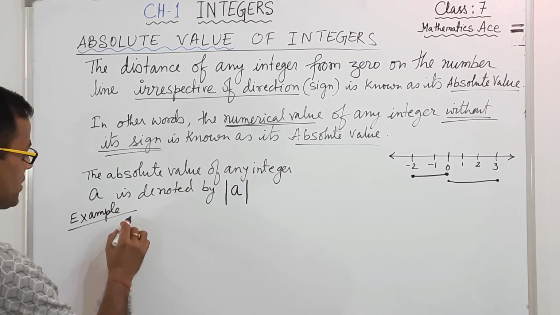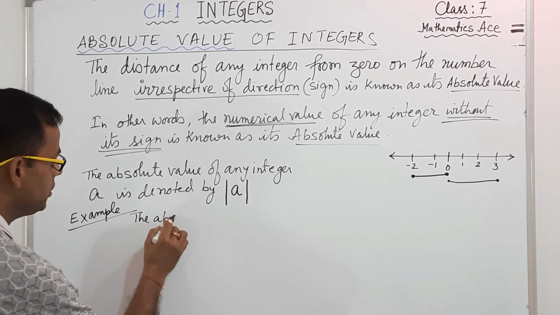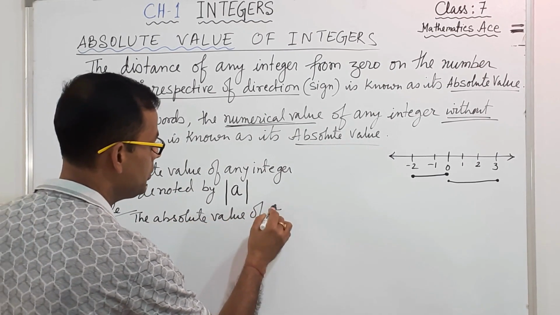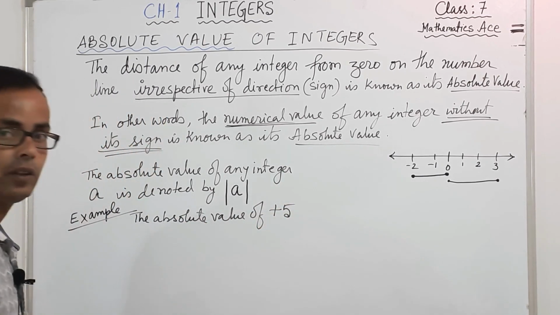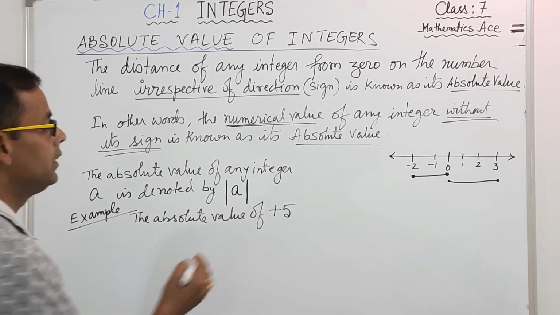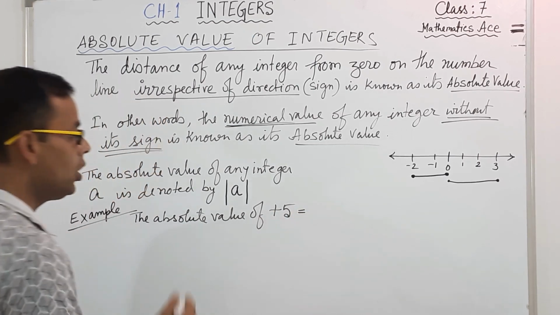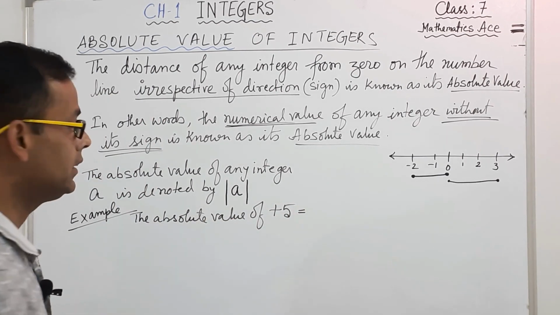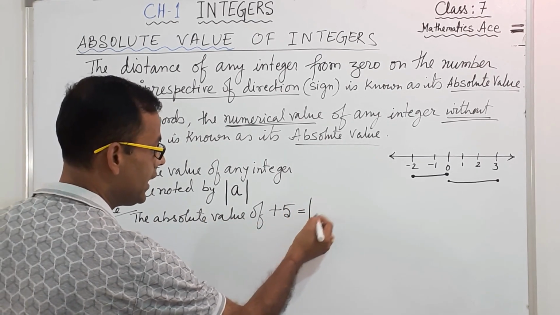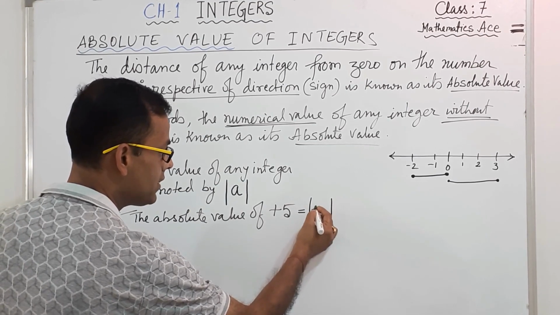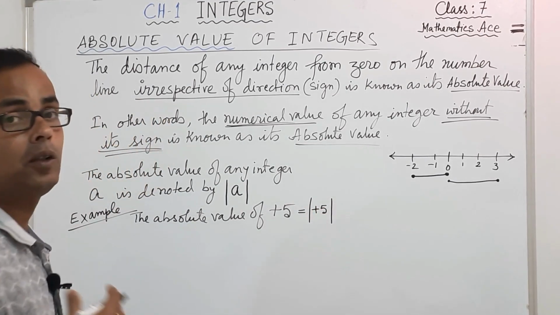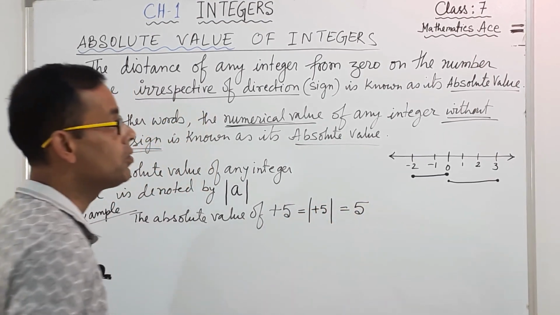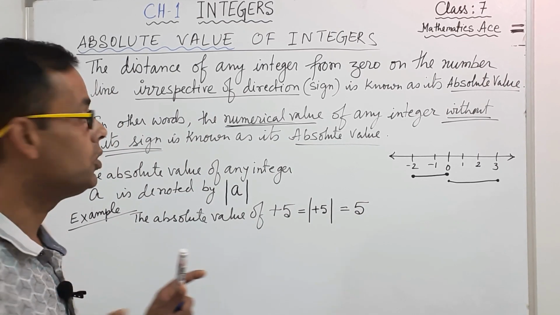Suppose the first example, the absolute value of +5 equals. If you don't want to write the words absolute value directly, you want to write in symbol way, then you write two standing lines and inside +5. And from the absolute value how much will come out? 5 only, because we told you irrespective of sign, don't take the sign.